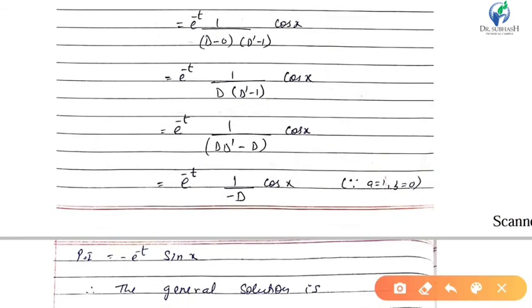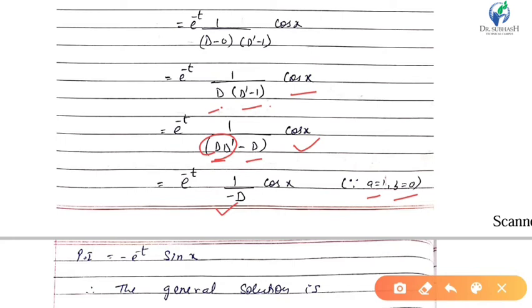So I get 1 upon D dash minus 1 cos x. I am multiplying this D inside, I get D dash minus D. Now see, this is becoming case 2, which you need to refer. In case 2, for D dash we write minus ab. So here a is 1 and b is 0. So this term will become 0, and I am left with the term 1 upon minus D cos x.